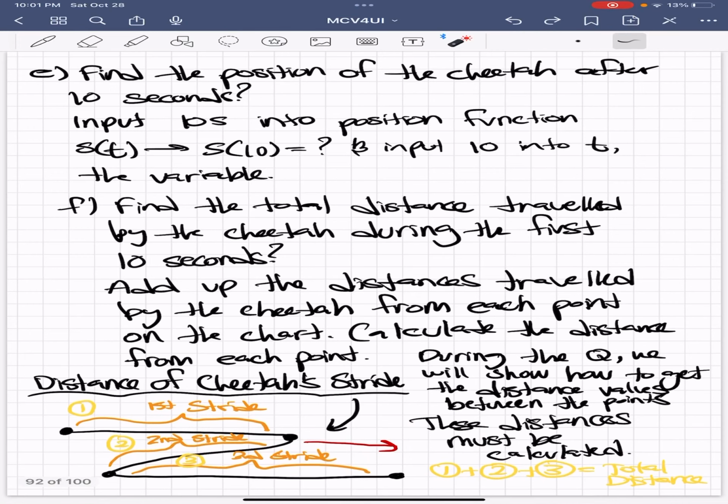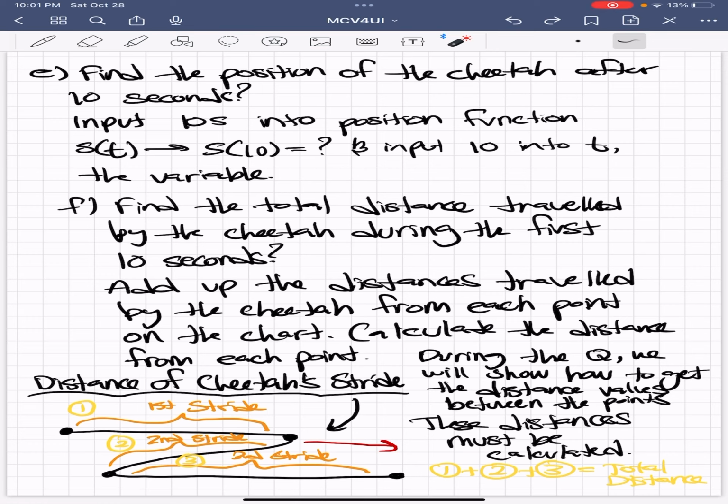So find the position of the cheetah after 10 seconds and put 10 seconds into the position function S of t. So S of 10 equals what? And input 10 into t, the variable. And then we have F, so it's find the total distance traveled by the cheetah during the first 10 seconds.